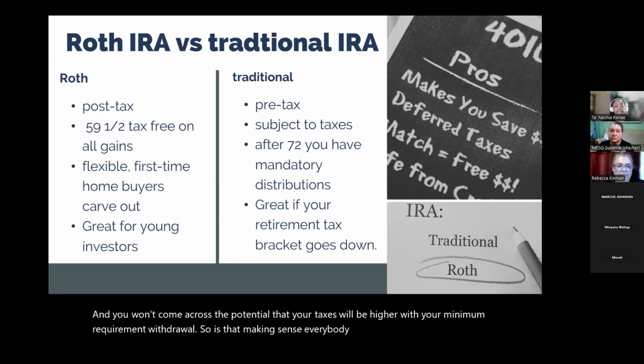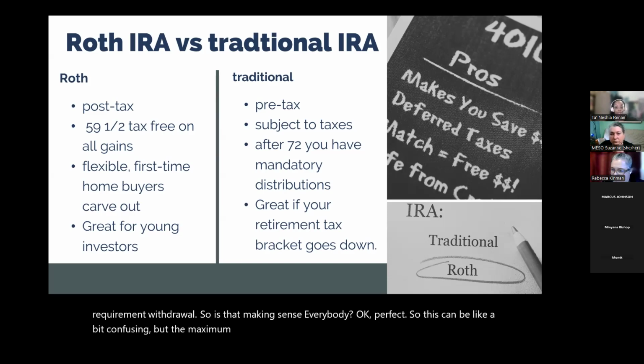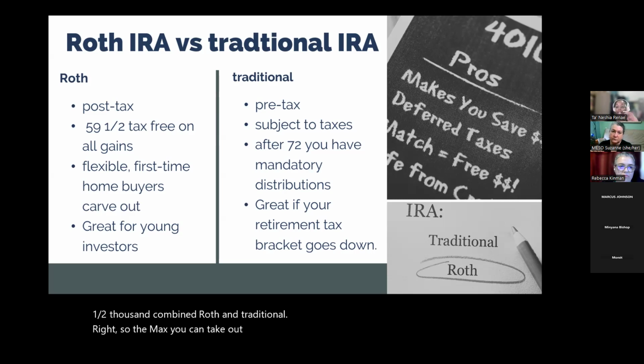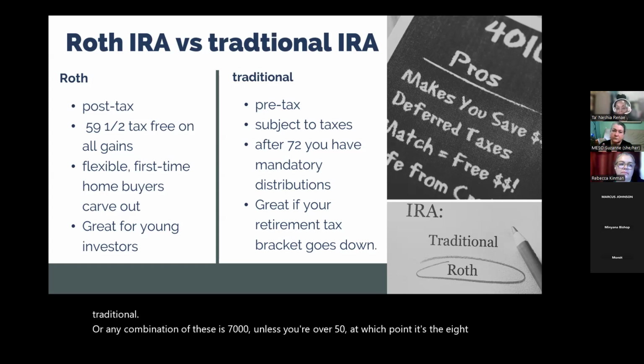Okay, perfect. This can be a bit confusing, but the maximum you can contribute from your paycheck is a total of $22,500 combined Roth and traditional, right? The max you can put into a non-employment IRA, whether it's a Roth or a traditional or any combination of these, is $7,000, unless you're over 50, at which point it's $8,000.